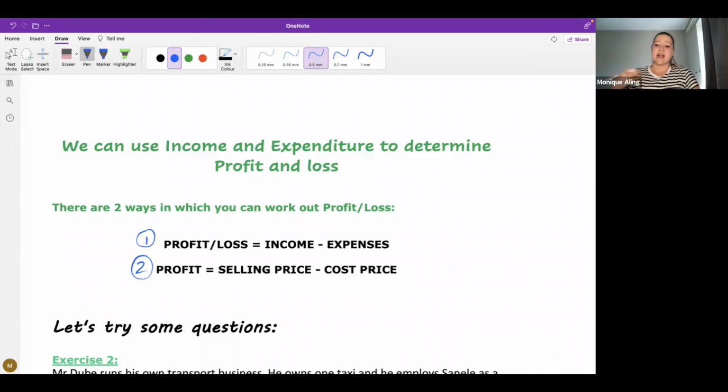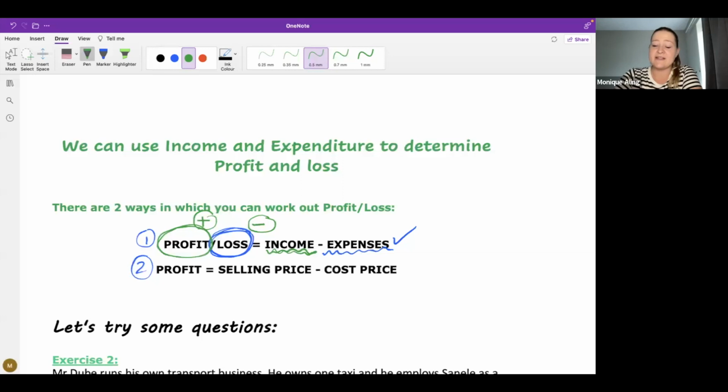So if I gave you information on incomes and expenses, you would use the first formula. So profit will equal your income minus your expenses. But that also helps you work out loss. It all depends. If your expenses are more than the income, it means you're making a loss. But if your income is more than your expenses, then you are making a profit. So this works both ways. It all depends on your answer. Okay, so if you end up with a negative answer, for example, you're making a loss. Positive answer, you're making a profit.